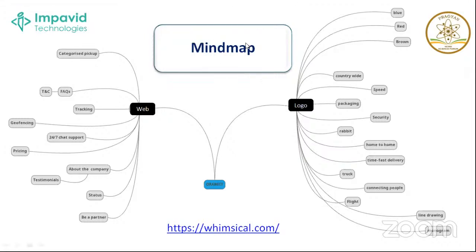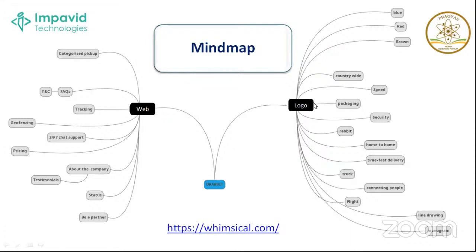Now, using this mind map, I can add the things I would like to place in my logo. A logo might have a single color or multiple colors, whichever that is. So I decide what different colors I would like to add to my logo.